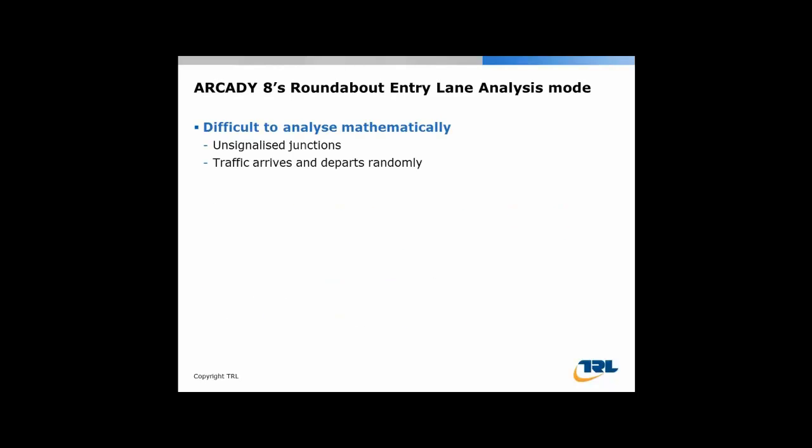It's actually quite hard to analyse this mathematically, partly because roundabout traffic arrives and departs randomly. Okay, so traffic arrives in kind of bursts. It's not smooth, uniform like you've got at a traffic light. You can have little patches where you have a lot of vehicles, then gaps where you have no vehicles for several seconds or minutes at a time. So it's quite sporadic.